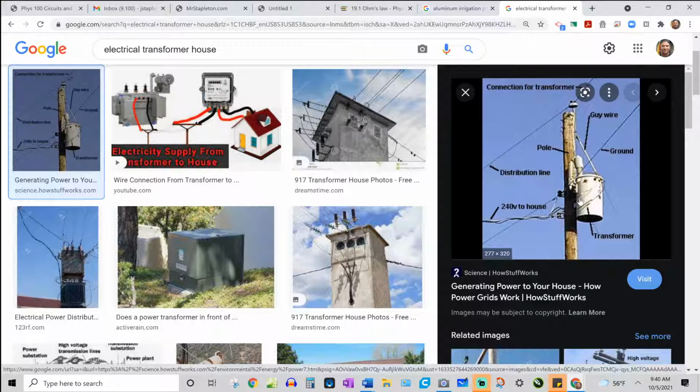So this is what's called a step-down transformer. And see where it says, maybe you can't see it, 240 to house, 240 volts. So this wire, they're calling it the distribution line. This is where all the voltage is coming from. And it could be 800 volts, 1,000 volts, something like that. That goes into the transformer, and then the transformer steps it down to 240 volts, which goes to your house.